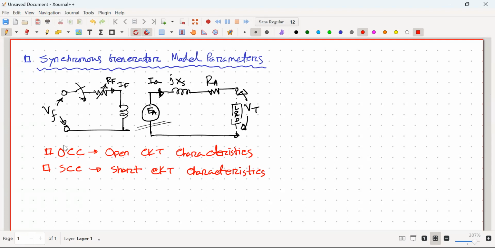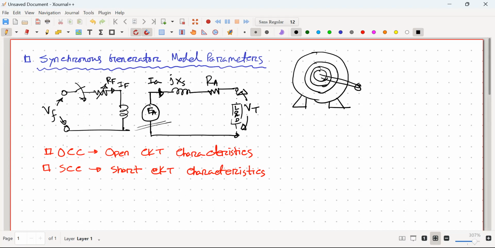In your lab, you performed this experiment. How did you do the experiment? If I recall, first of all, you went for open circuit characteristics. In open circuit characteristics, you took the generator. Suppose this is the generator. You rotated the shaft by an external force. In our lab, we used another motor to rotate this shaft. It doesn't matter how you rotate the shaft.